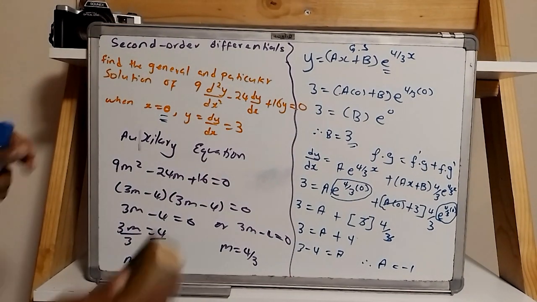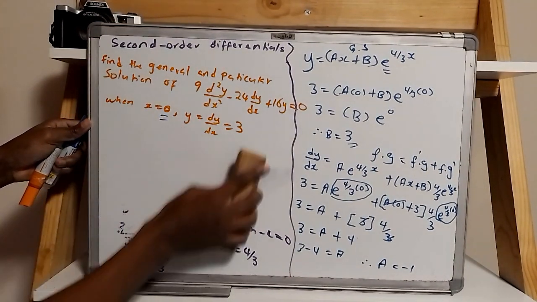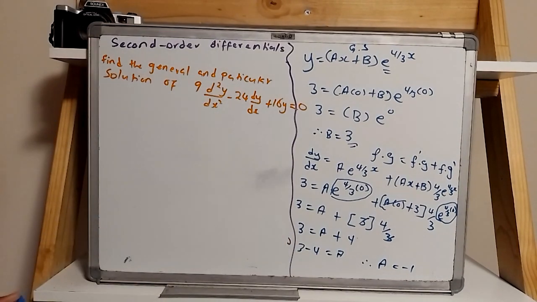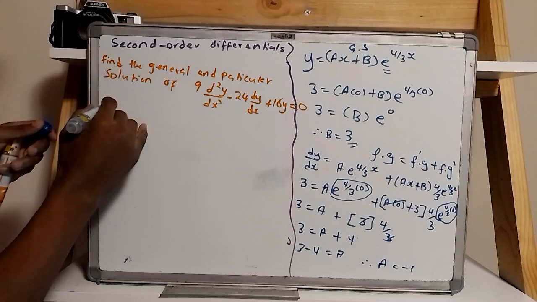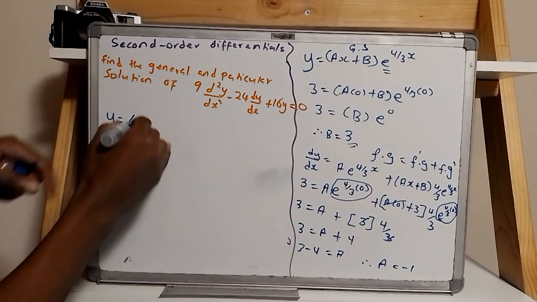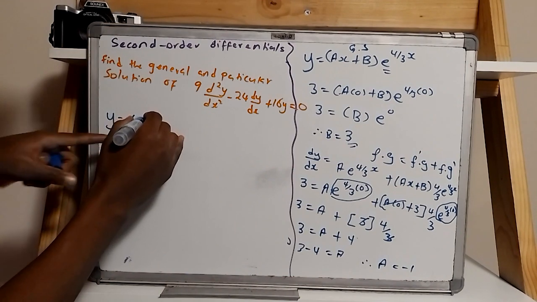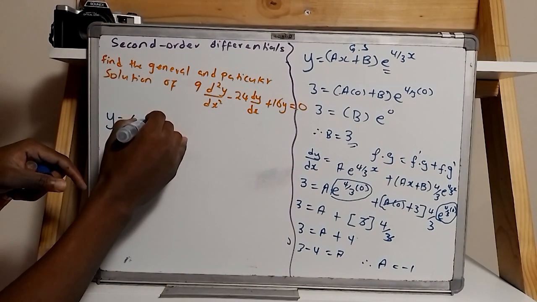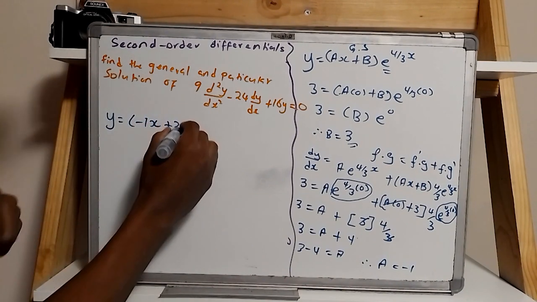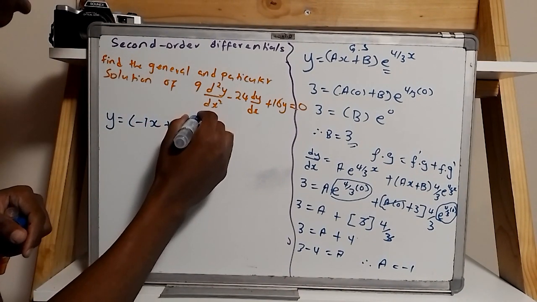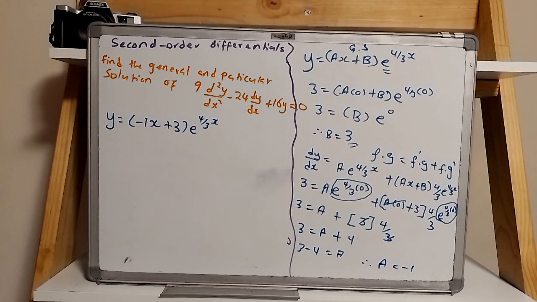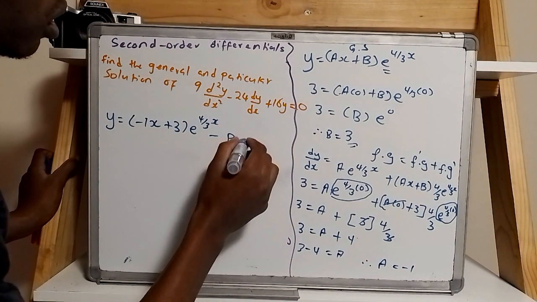Then now, I can write my particular solution. Y is equal to, for a I have negative 1, multiplied by x, plus 3, which is my b, then e to the power 4 over 3 x. I hope you understand. This is what we call your particular solution.